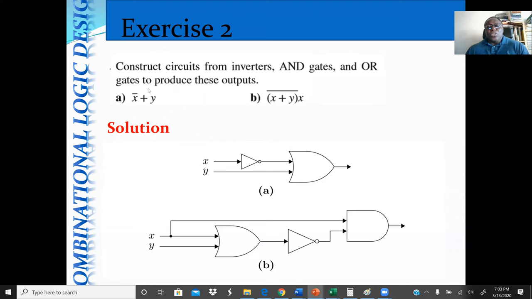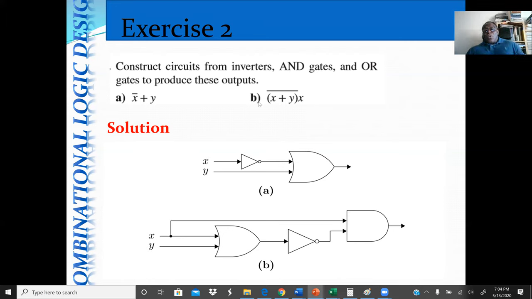Another exercise here, we should construct a circuit again from inverters, AND gates, or OR gates to produce this output. I have x inverse plus y. So this means I need a NOT gate to go through x to get x inverse. Then it will go through an OR gate with y. So you can see the answer here. We need a NOT gate for x to get x invert. Then x invert and y will go through the OR gate. Then it will be x invert plus y.